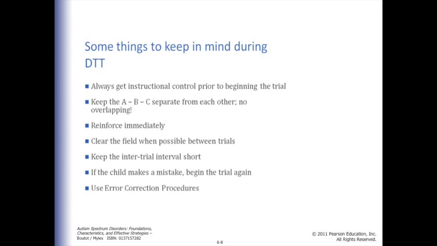If the child makes a mistake, you want to begin the trial again, and you want to use error correction procedures in DTT. One thing that I do think is really important is to provide the reinforcement immediately. If you don't provide immediate reinforcement, you might accidentally reinforce a different behavior, a behavior that might have occurred in between the time when you provided reinforcement.